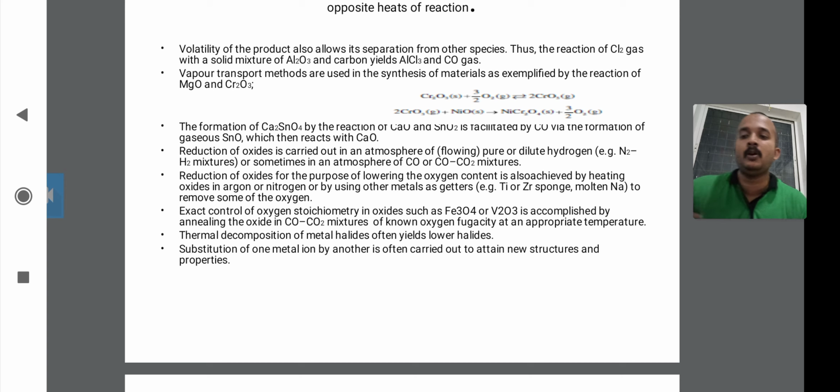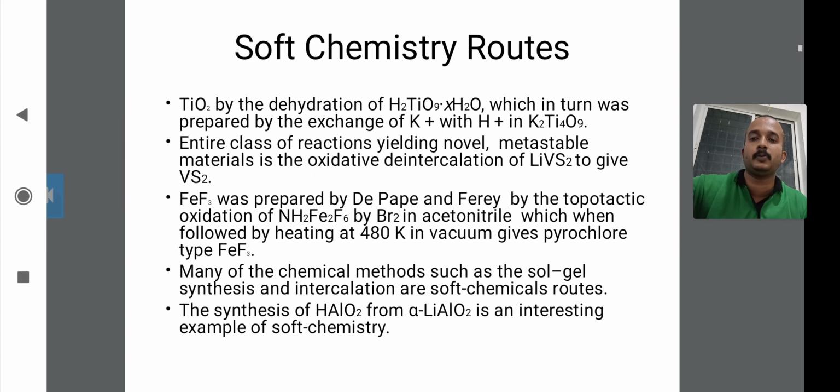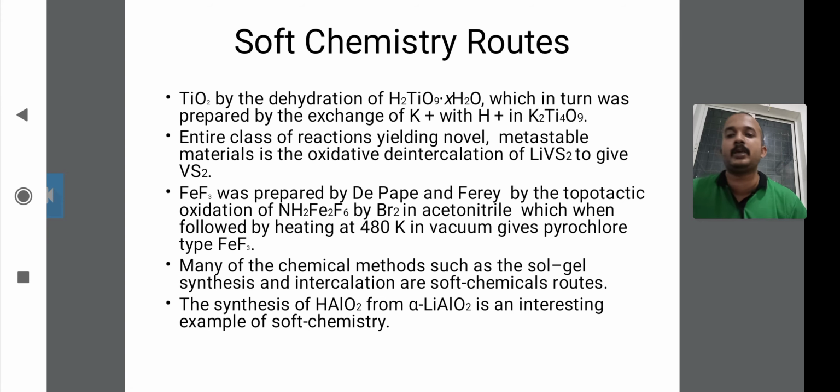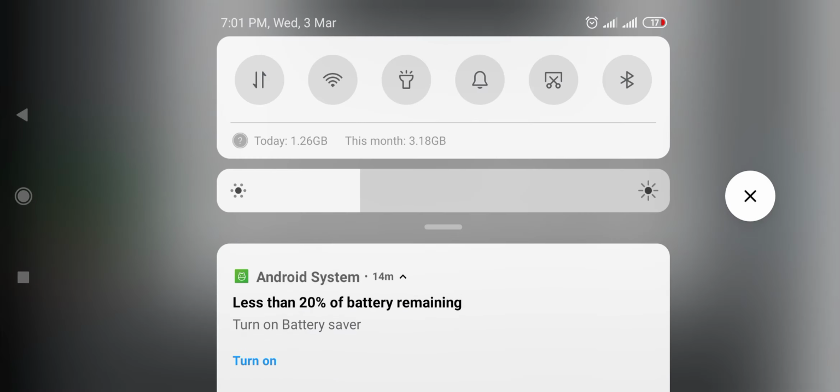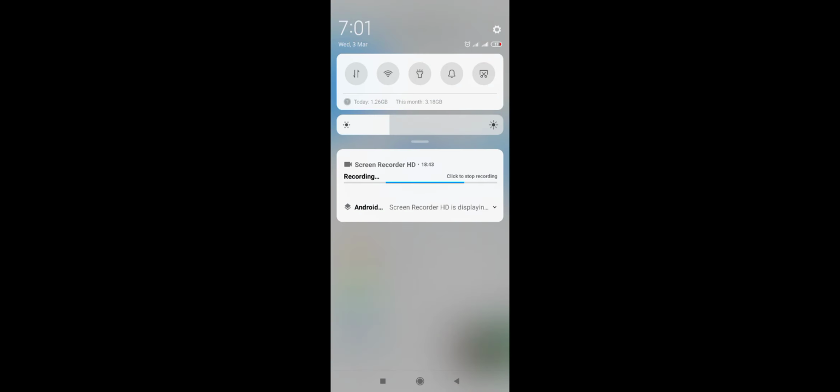Then next, exact control of the oxygen stoichiometry in oxides such as Fe3O4 and V2O3 is accomplished by annealing the oxide in a CO-CO2 mixture of known fugacity at an appropriate temperature, and thermal decomposition of a metal halide often yields the lower halide. Okay, this is all about the common reactions employed in inorganic material synthesis. The soft chemistry route we will discuss in the next lecture. Okay, thank you.